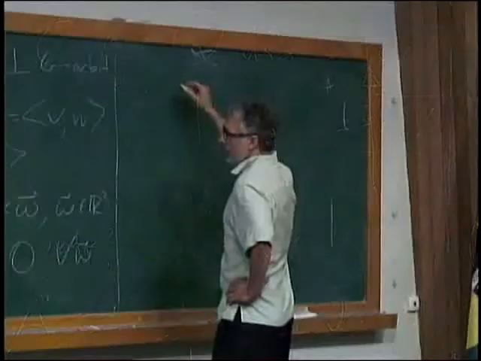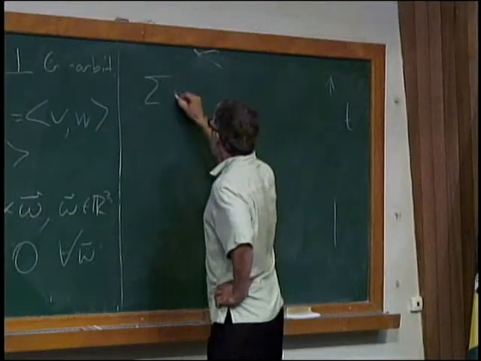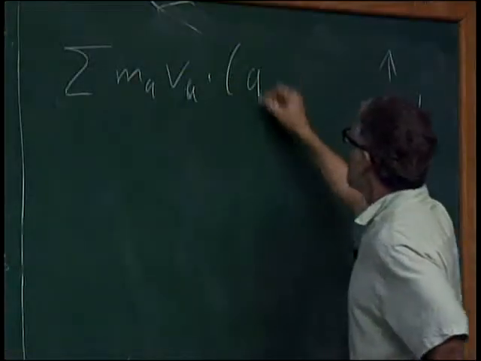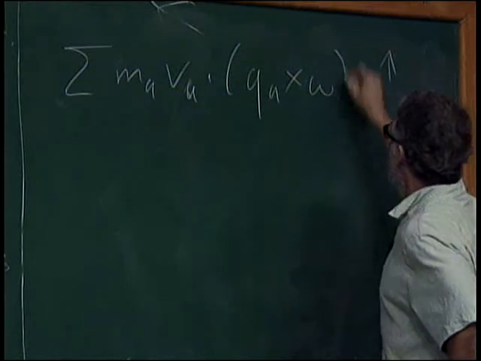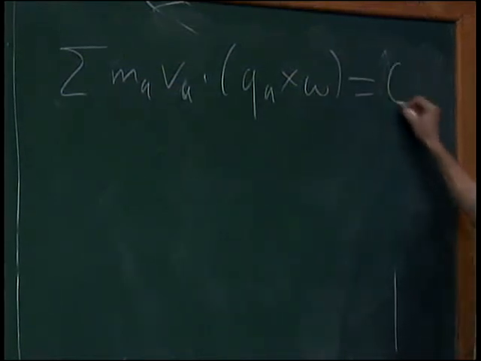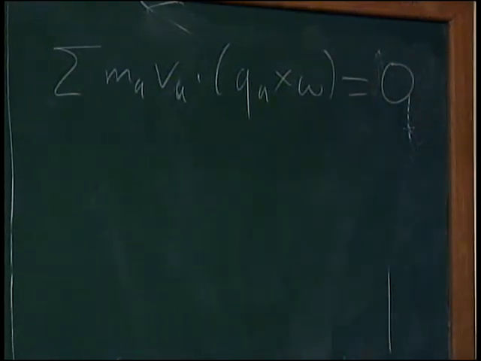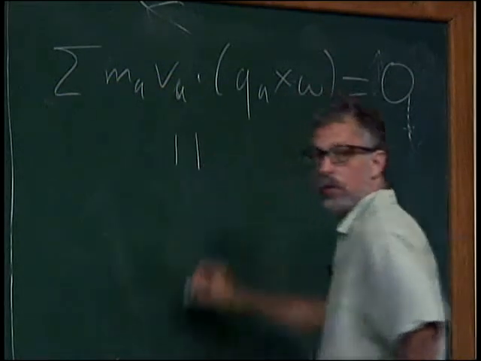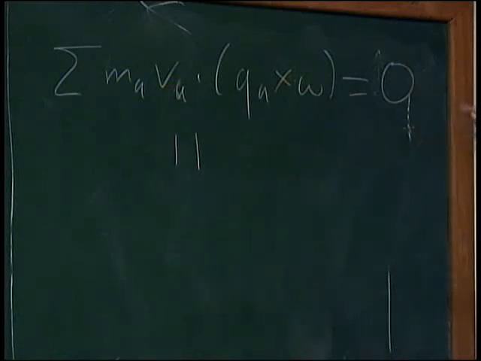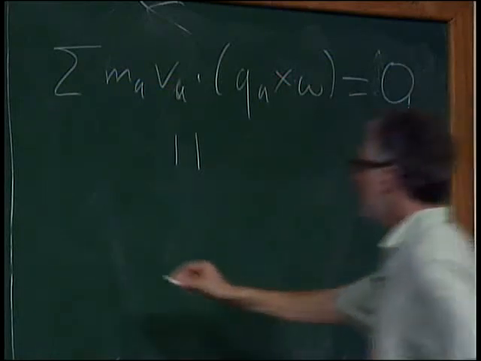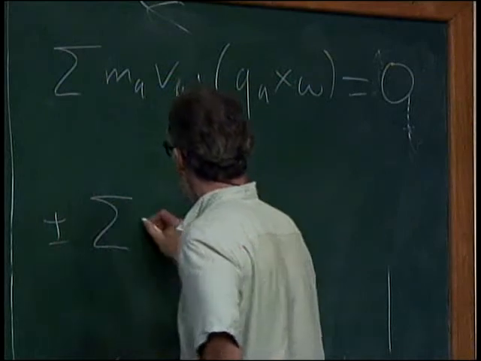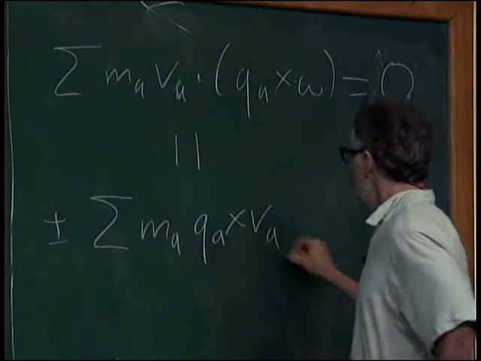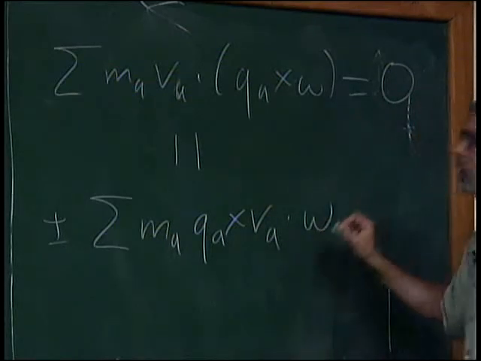So here you go. What are we supposed to do? We're supposed to do MA VA dot QA cross omega, and we're supposed to set that equal to zero, right? Well, maybe I won't do it on the board. There's a simple cross product identity, huh? So up to a sign that I'm not going to worry about, I think it's a plus sign, this is MAQA cross VA dot omega.